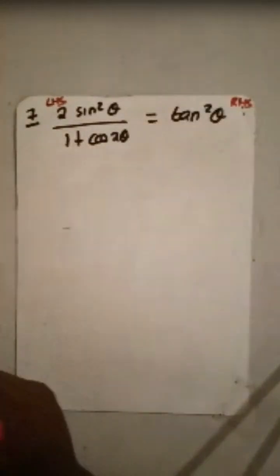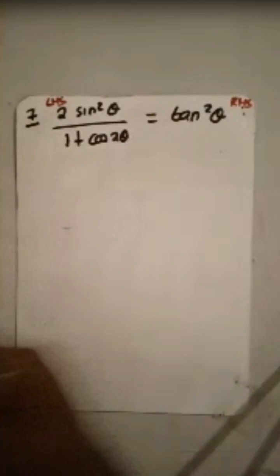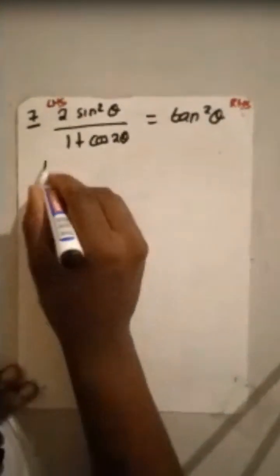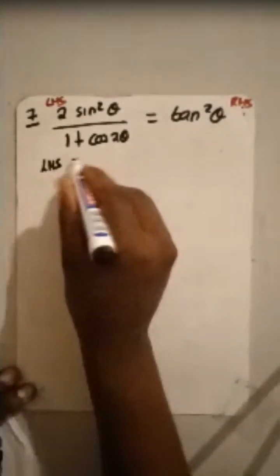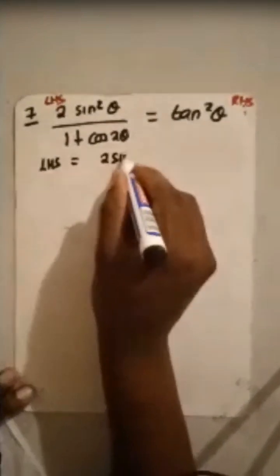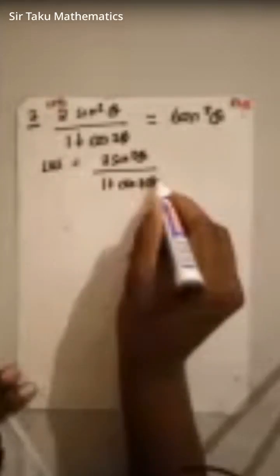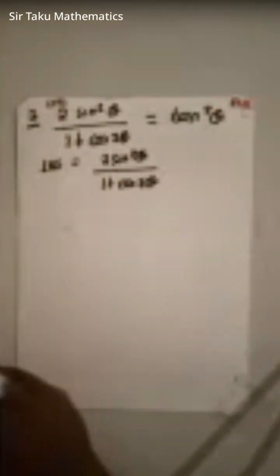Okay? So we have the left-hand side and also the right-hand side. Okay, so on this one, I'm going to write the left-hand side. I hope my space is going to be enough. Left-hand side is equal to 2 sine squared theta over 1 plus cos 2 theta. Right, there we have cos 2 theta.